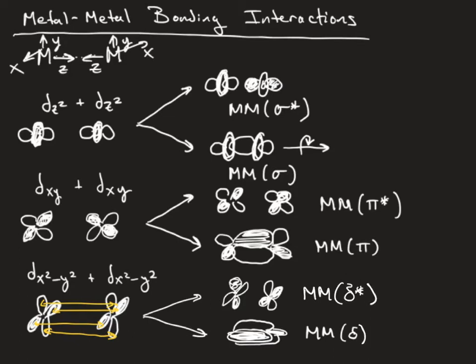In terms of strength of these bonds, the sigma bonding interaction is the most favorable, so it'll generate the strongest type of bonding interaction, followed by the pi bond, followed by the delta bond.